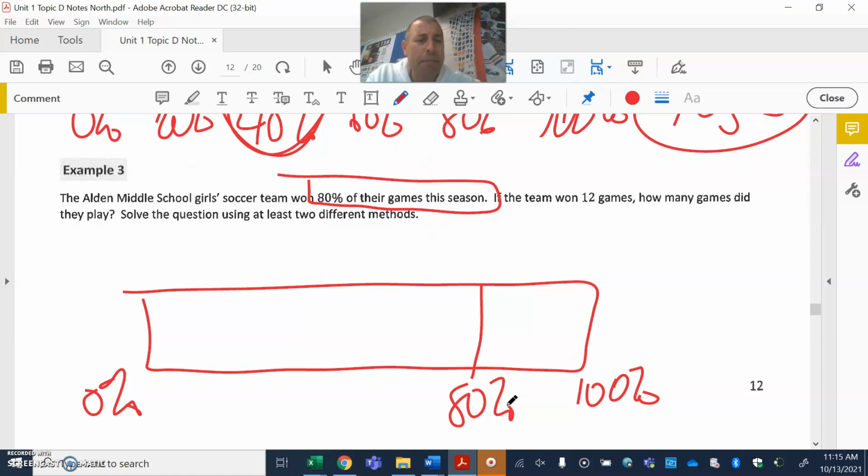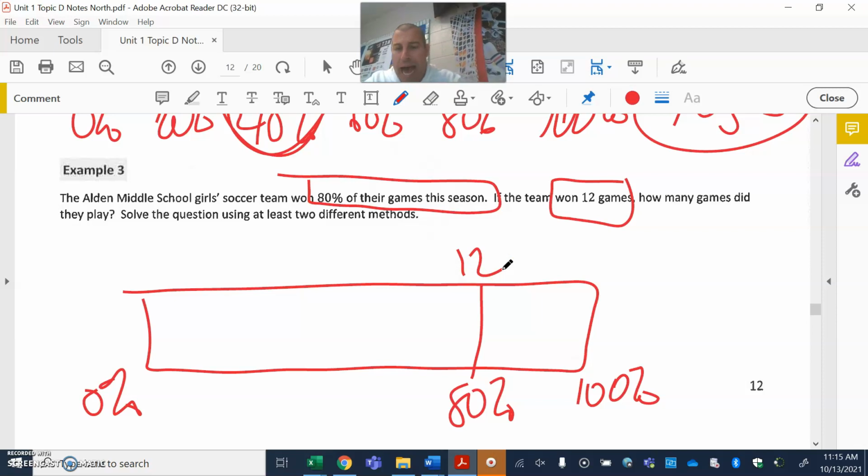If the team won 12 games. All right, now here we go. They won 12 games. How many games did they play? When we talk about figuring out, is it the part or is it the whole? They won 12 games. Was that the whole season? No, that was just part. That was the part that they won. They won 12 of them. So that is just the part. I'm going to be looking for the whole.